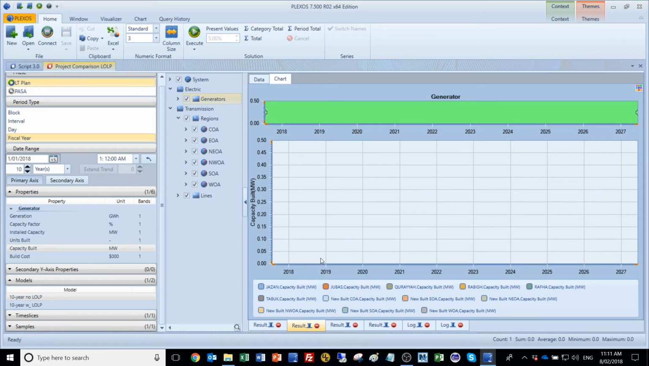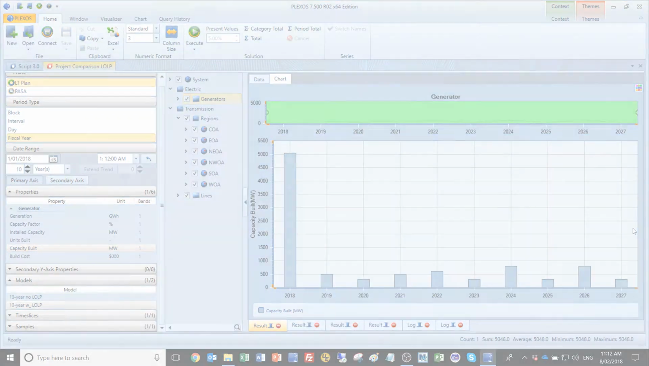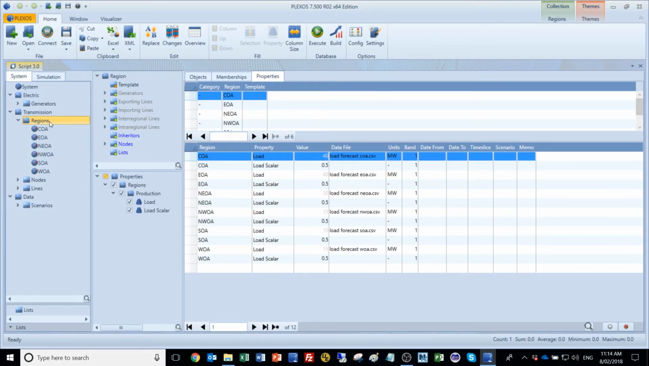In the model with no target, there was no new capacity built. In the model with the target, new capacity was added to meet the target. The LOLP target is an inbuilt property of PLEXOS, and no customization or additional feature is required. It is very easy to set the target.